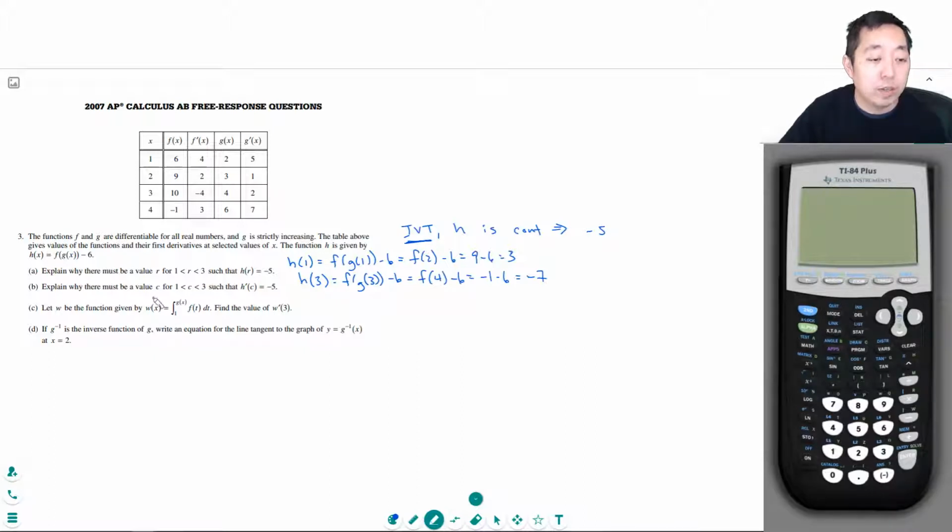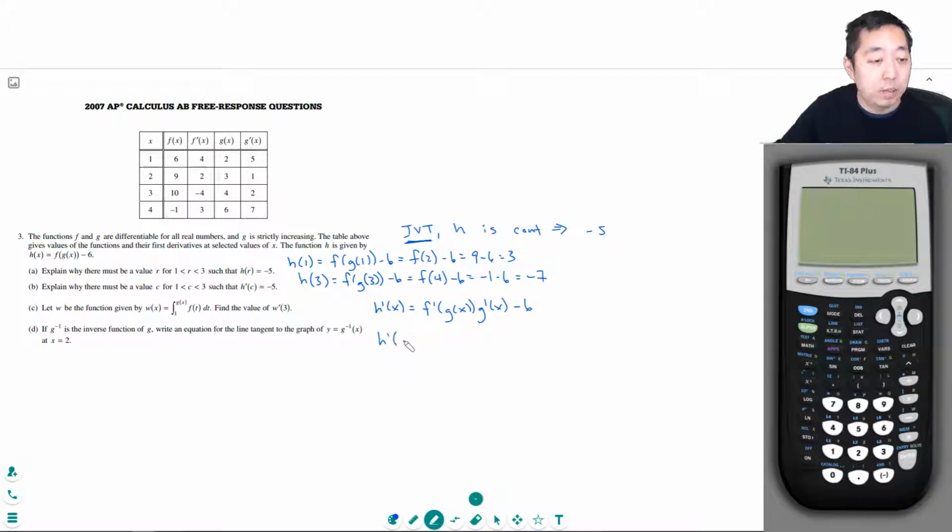Okay, B, explain why there must be a value c such that h prime equals something. With slopes, you're looking at the mean value theorem. Let's first compute what the derivative of h of x is. H prime of x is f prime of g of x, then by chain rule, times g prime of x, minus 6. When you take the derivative of f, you don't touch the inside, and if the inside's not just x, you have to multiply by the derivative of the inside. That's how chain rule works.